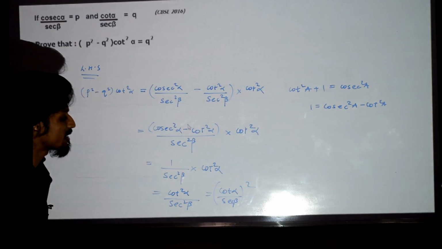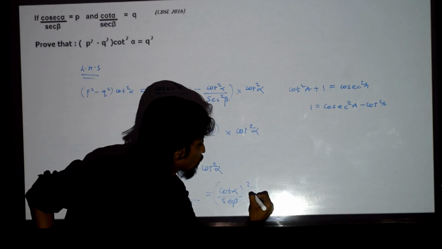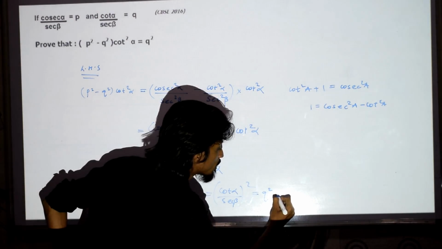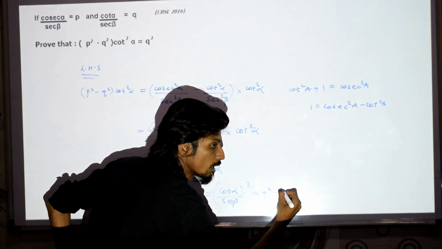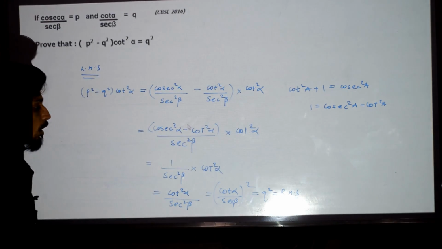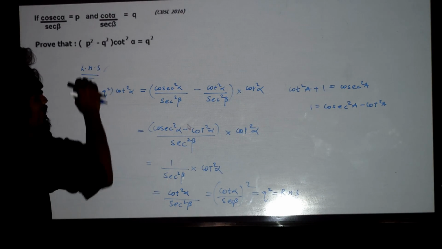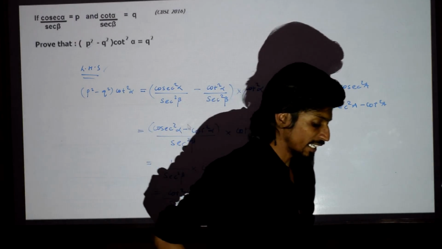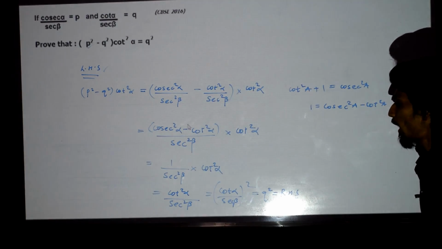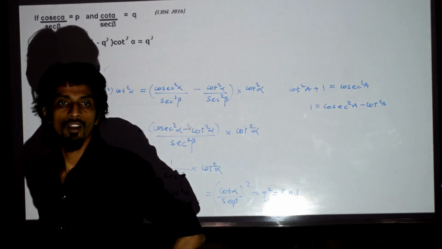What is cot alpha upon sec beta? Cot alpha upon sec beta is Q. So I am going to write Q square, which is equal to the RHS. Now from the LHS, we have concluded that it is equal to the RHS. This is how I have solved this sum.